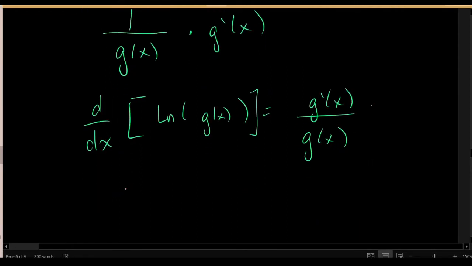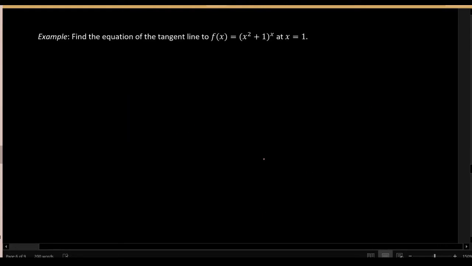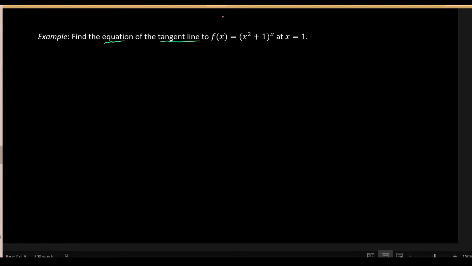This is the shortcut formula for the derivative of the natural log of some quantity, usually some quantity other than just x. Let's see if we can apply that to the following example. Here we're asked to find the equation of the tangent line to f of x equals x squared plus 1 to the power x at the location where x is equal to 1.